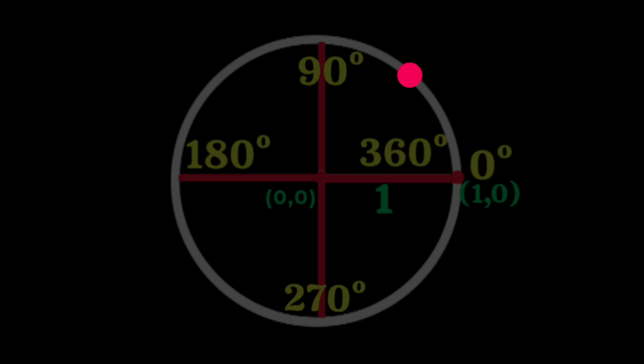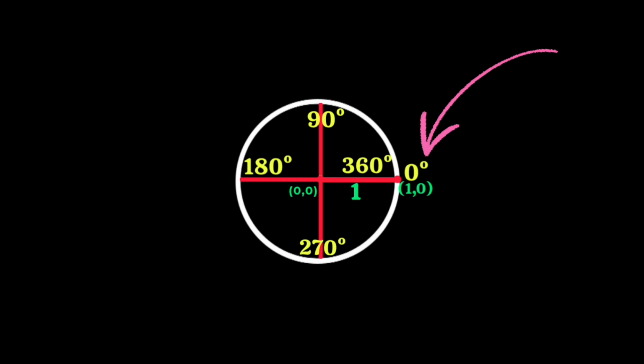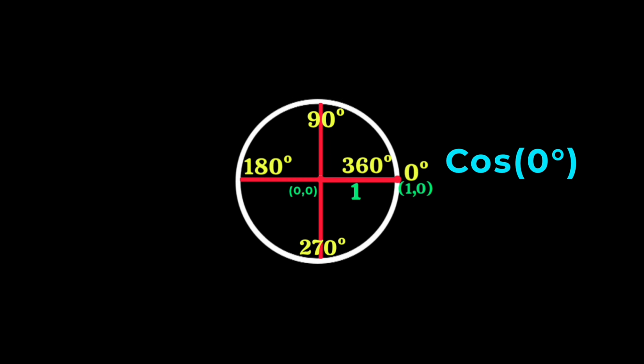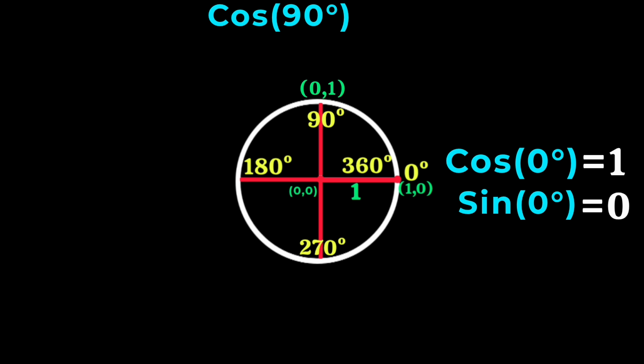Take any point on the unit circle. Its horizontal coordinate equals cosine and its vertical coordinate equals sine. At 0 degrees, the point is (1, 0). Cosine 0 degrees equals 1. Sine 0 degrees equals 0. Now rotate to 90 degrees. The point becomes (0, 1). Cosine 90 degrees equals 0. Sine 90 degrees equals 1.